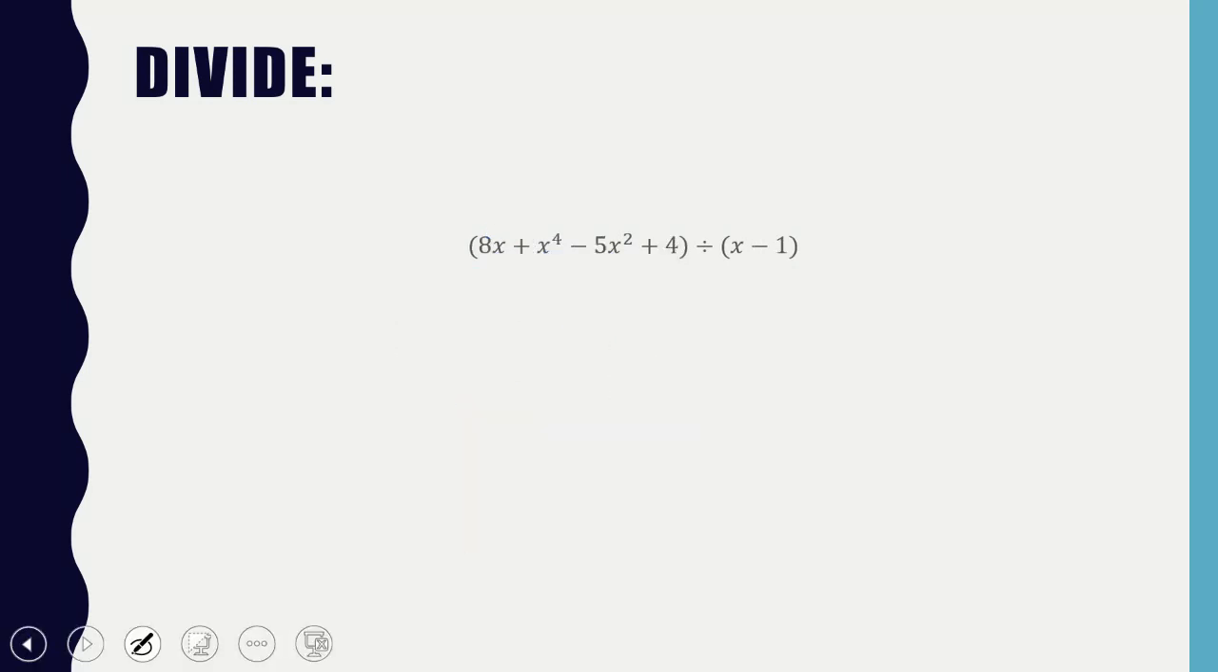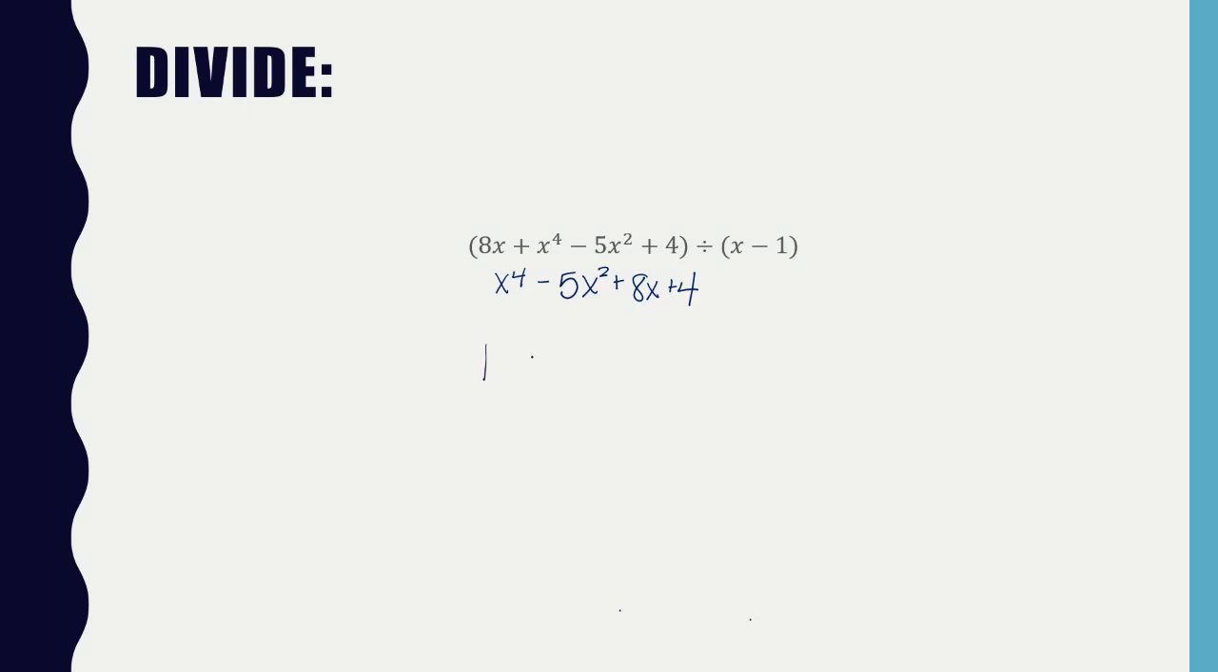Let's try one more. Notice that this one is all out of order. So when you are dividing, it's really important that your terms are in order so that you get them in descending order. You have to have a placeholder for everything, and you don't really know that you have that unless everything is in the correct order. Now I can see here that I'm starting with a 4th degree. I don't have a place for the 3rd degree, which means that I'm going to have to add in a 0 when I set this up.